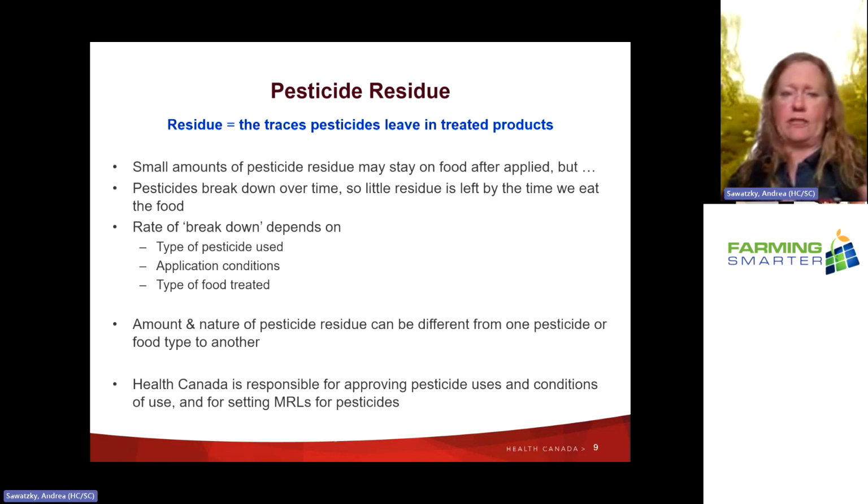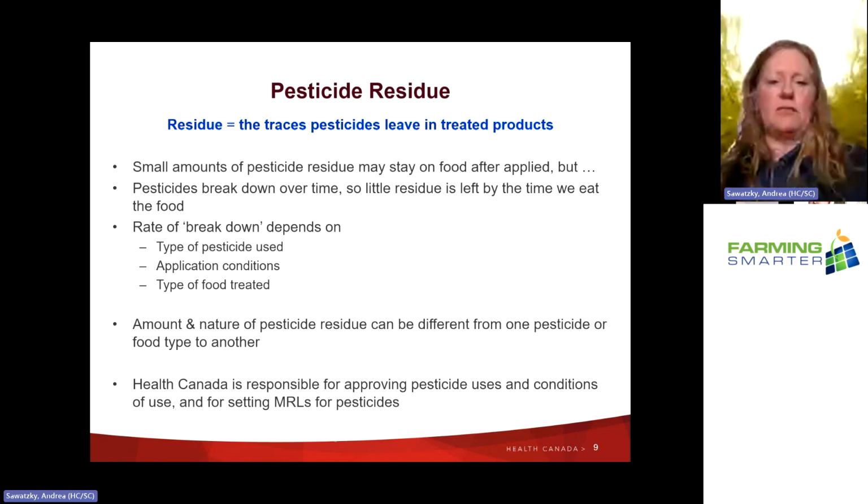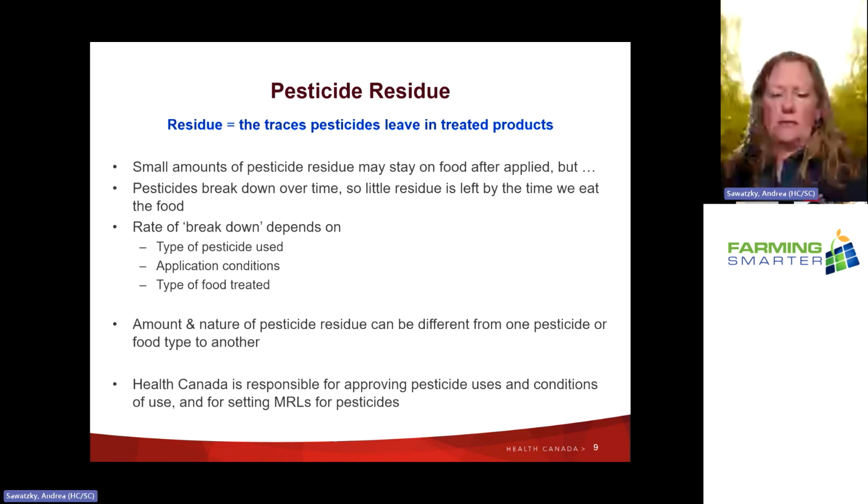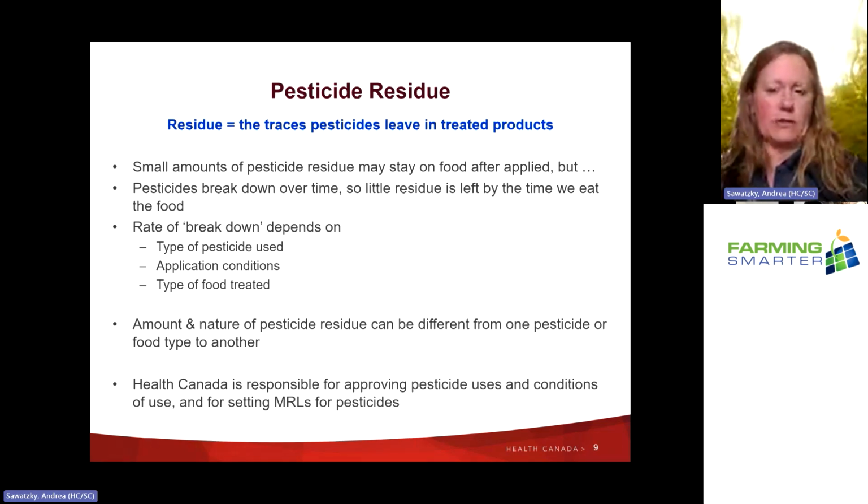So if there's a re-entry interval of 12 hours, if for some reason you need to go in before the 12 hours, you need to be in full PPE, just like the label says when you sprayed. You've got to get fully PPE before you go in. After the 12 hours, at that point, the residual should not be transmittable or dislodgeable. It won't come off. So at that point, it is safe to go back in. So if it's 12 hours, 2 days, 2 hours, right? Whatever the restricted entry interval is, you must abide by that if you want to keep the pesticides off of yourself.